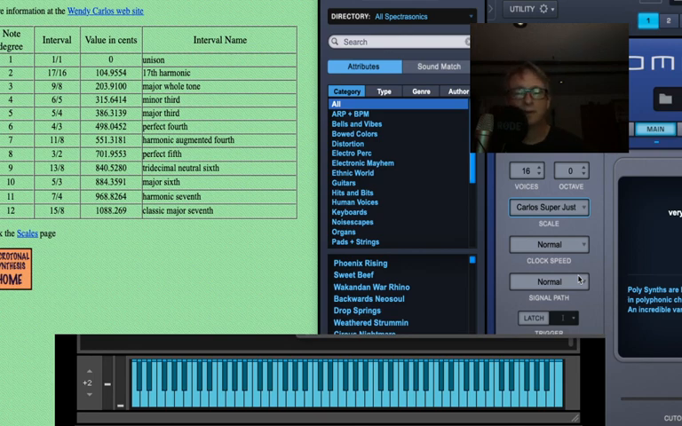Anyways, that's my first introductory lesson, or talk, not really a lesson, but a talk about why I'm interested in microtonal music, just intonation, and what it means to me.